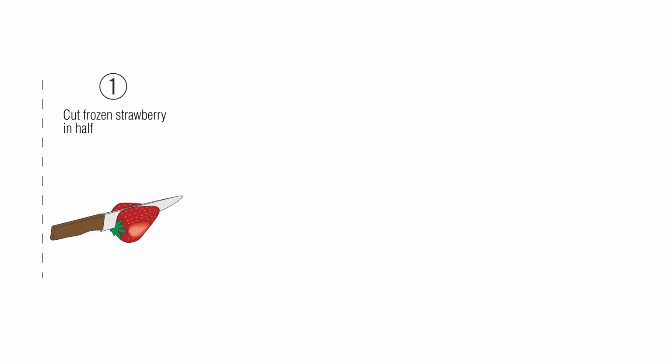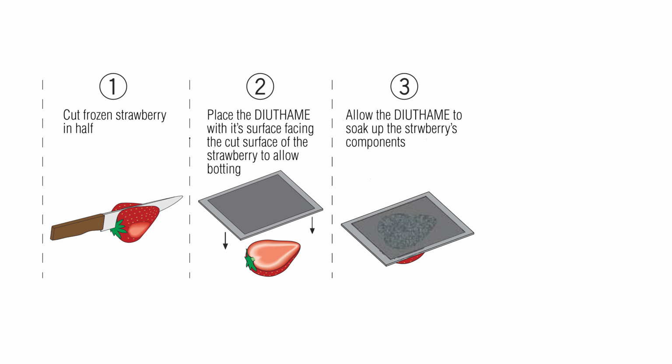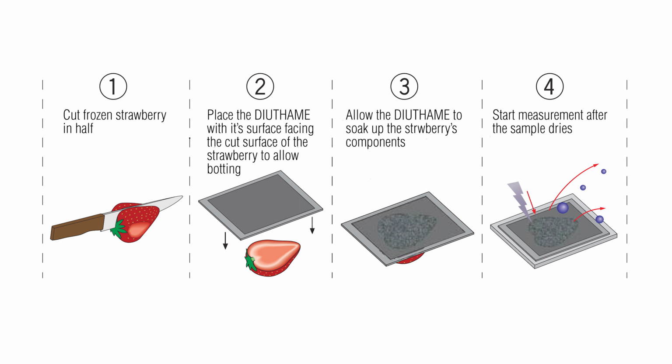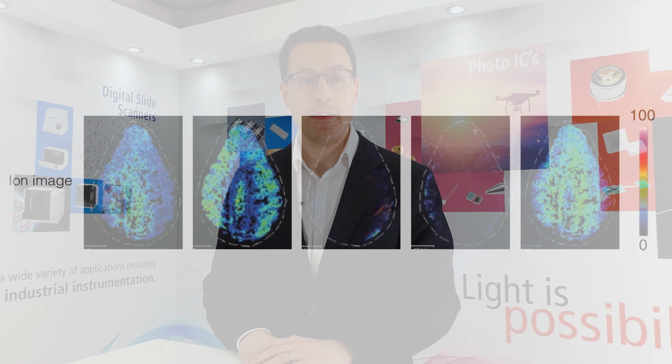The blotting type DUTHAME can actually capture the molecular information within their surface, so no sample slicing is needed, which is difficult for very fine or moist samples such as fruit. Here's an example of MS imaging of a strawberry, which would be far too fragile to make a typical slice for MS imaging.